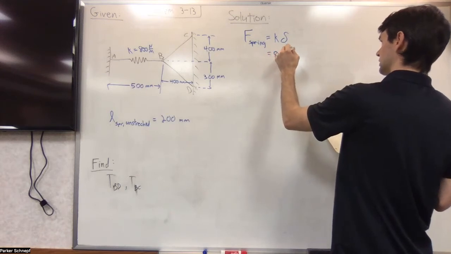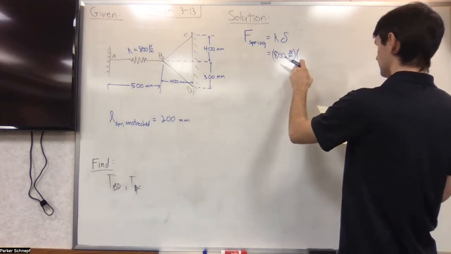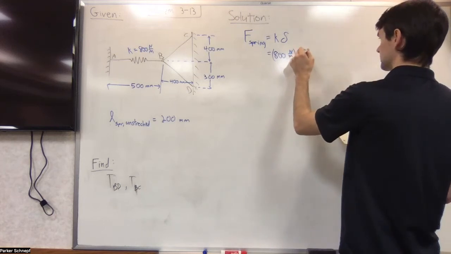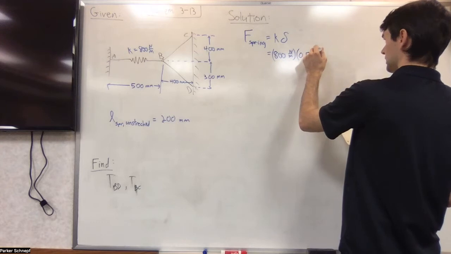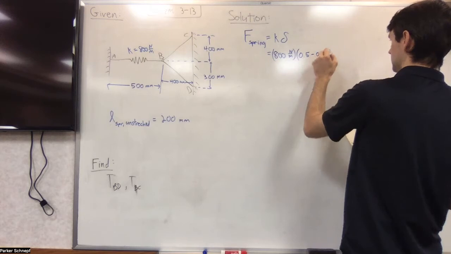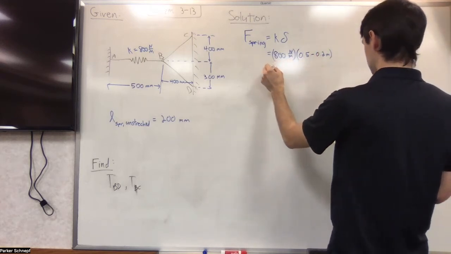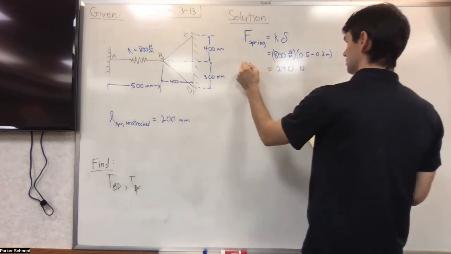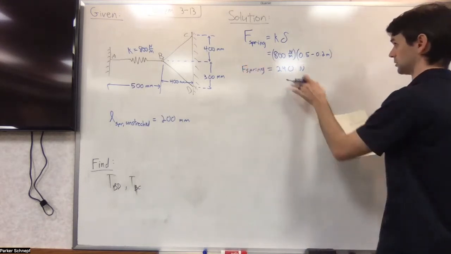800 newtons per meter, and the deflection, now I've got to be careful not to mix up my meters and millimeters. My length now is 0.5 meters, and my unstretched length is 0.2 meters. So that gives me 0.3. When I multiply everything out, what I end up with is a spring force of 240 newtons. Okay, so we got that.